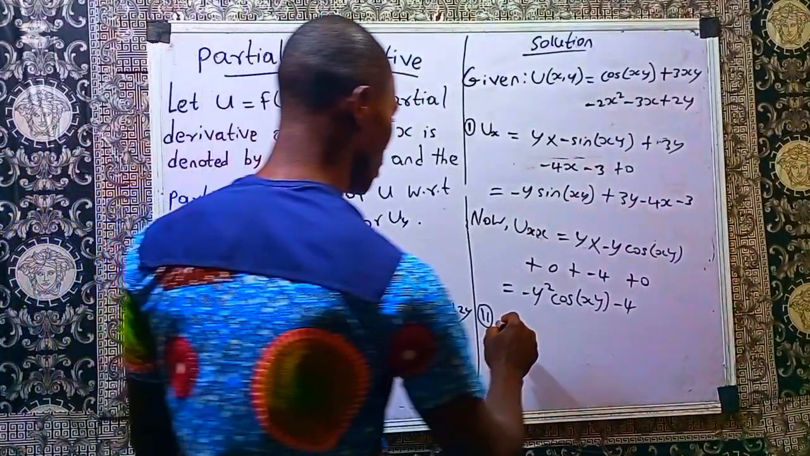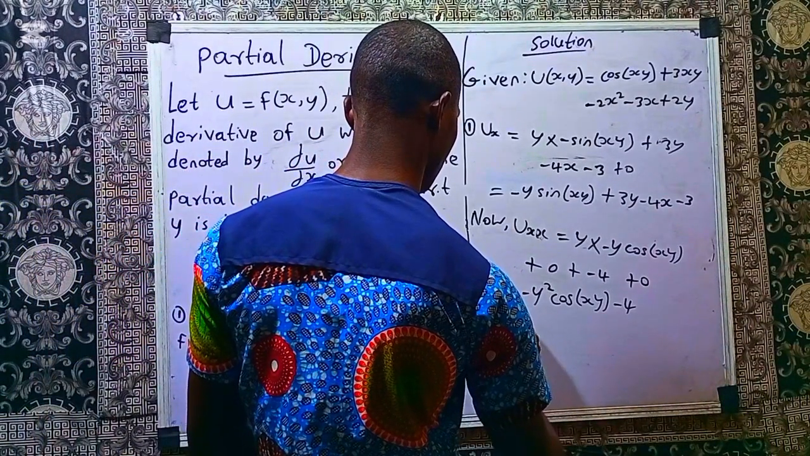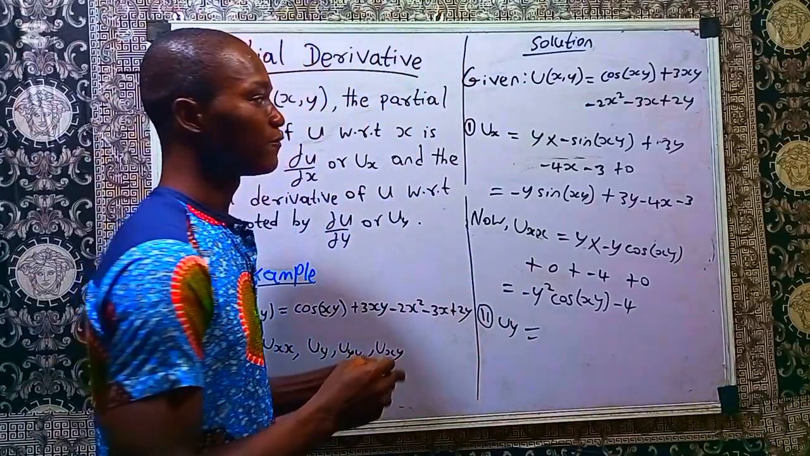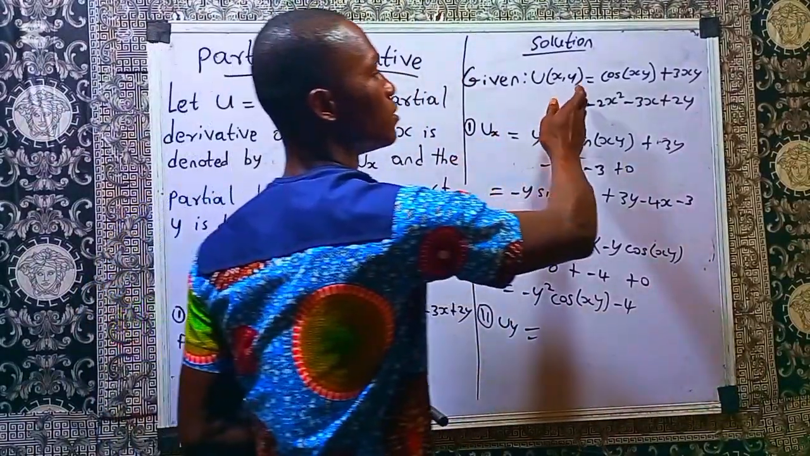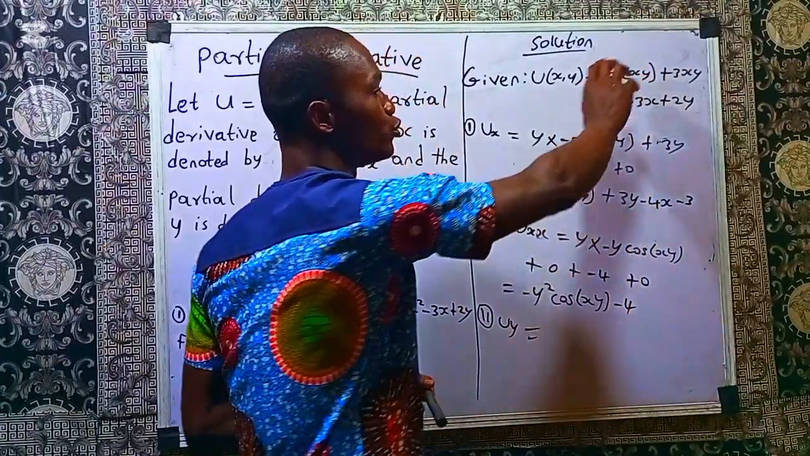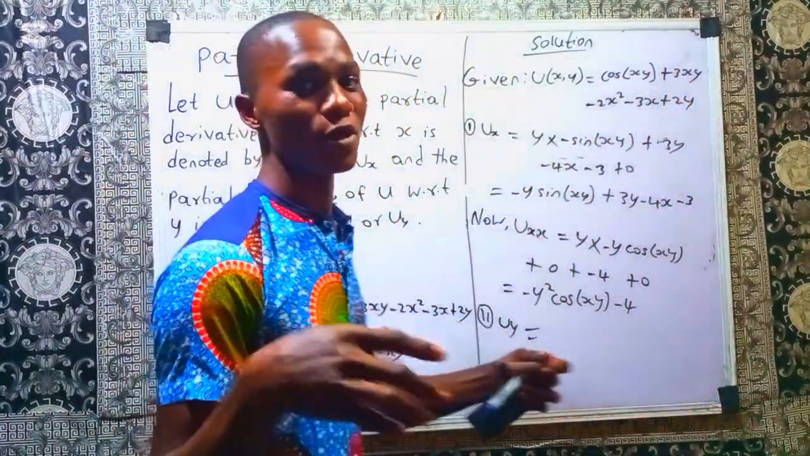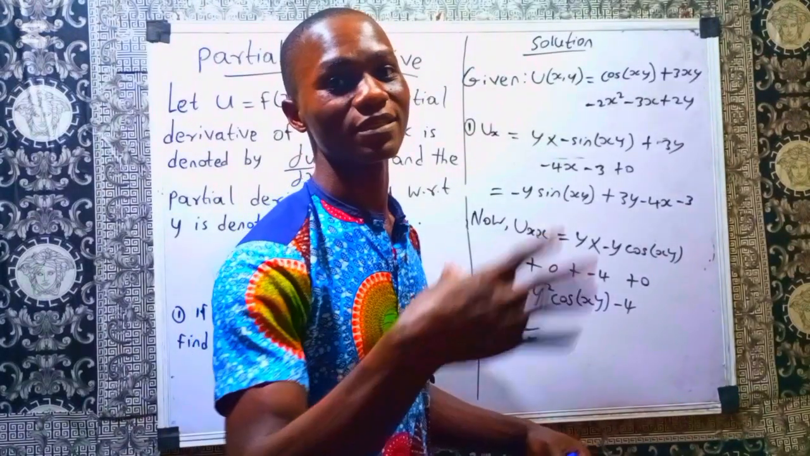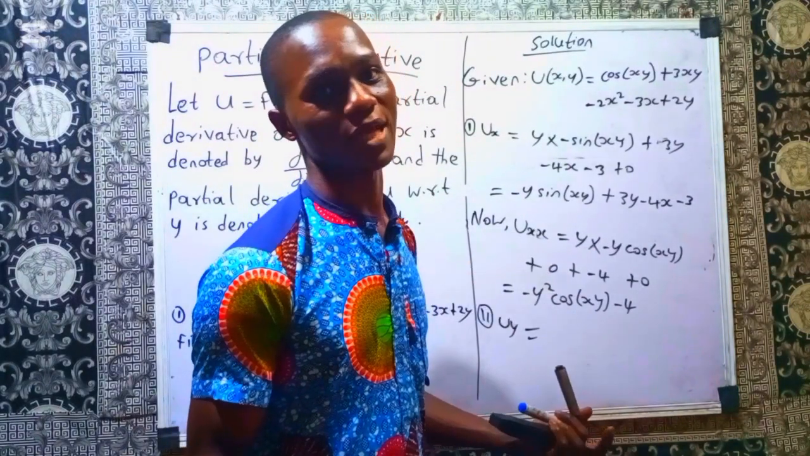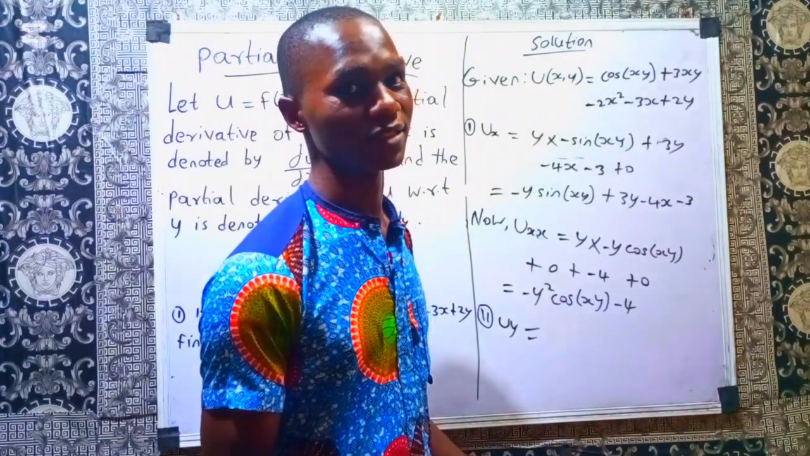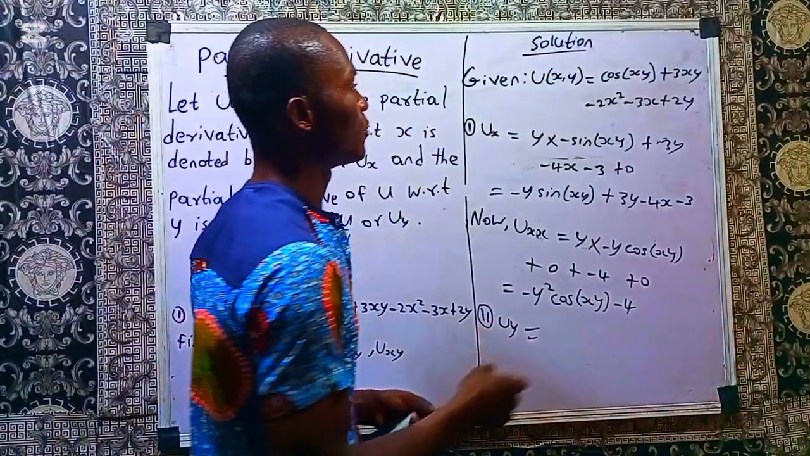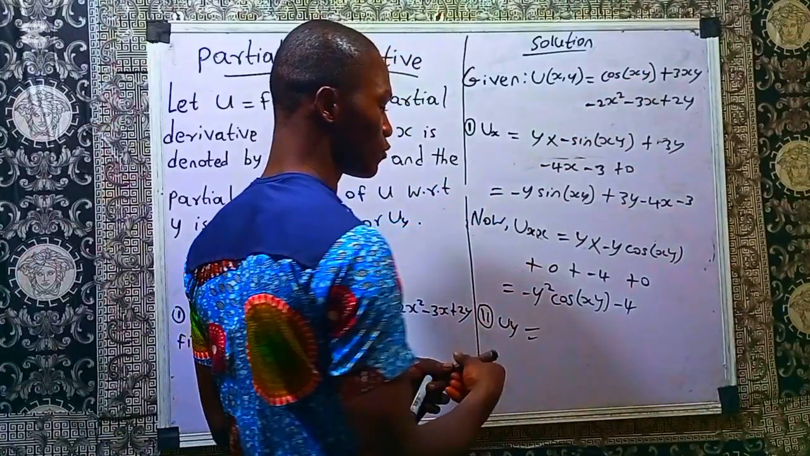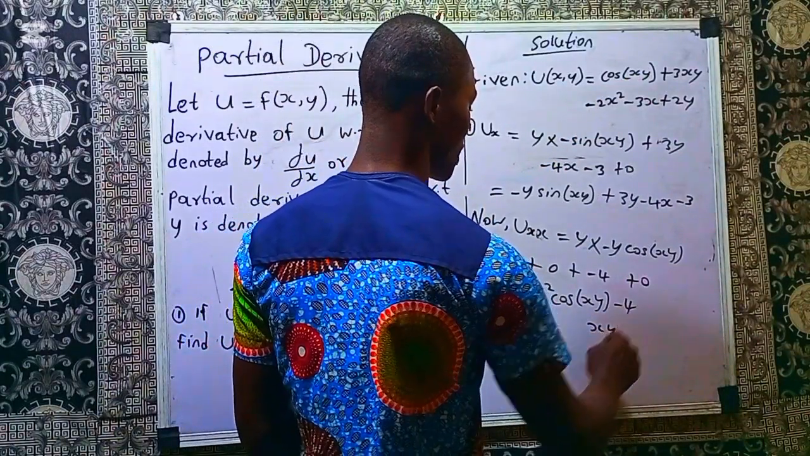Let's come to y. What is u subscript y? u subscript y means perform the partial derivative of this u with respect to y. Now, we are differentiating with respect to y. So what are we going to do? We treat x as what? A constant, just as a number. Right? Treat this as a constant. Now, if you come here, what's the angle of cosine? The angle of cosine is xy.